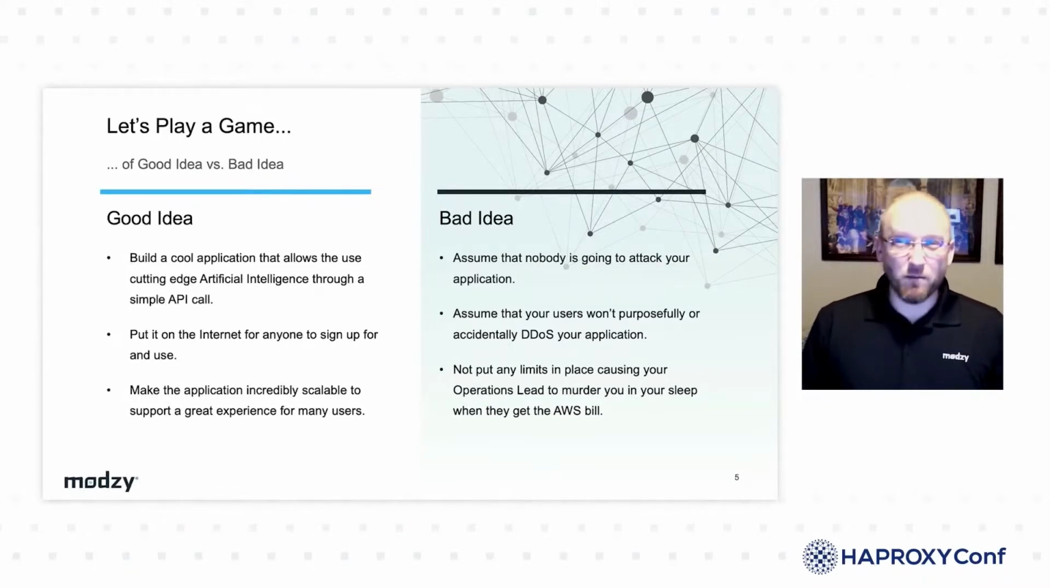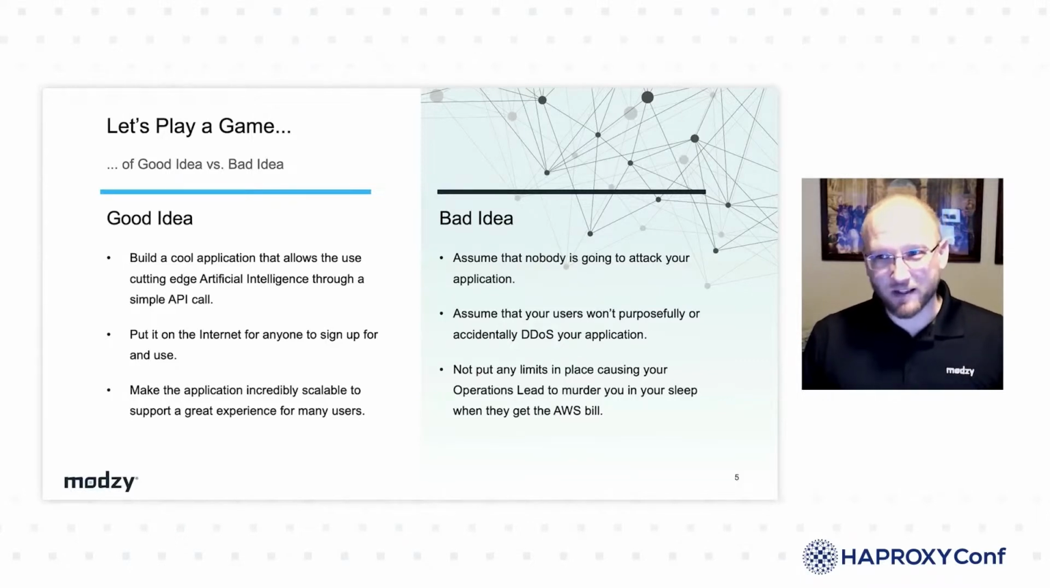Now let's talk about some things that go in the bad idea bucket. Bad idea. Assuming that no one is going to attack your application. The internet is a scary place after all. Bad idea. Assume that your users won't purposefully or accidentally DDoS your application. Even the most well-meaning users at times can cause problems if they're not careful. And finally, a bad idea is not putting any limits in place, which can cause your operations lead to come and murder you in your sleep when they get the AWS bill. Yeah, we'll just leave that one right there.